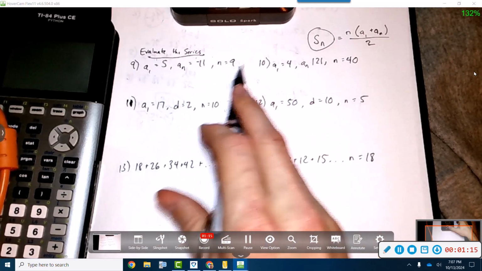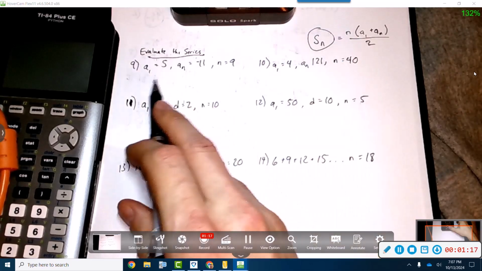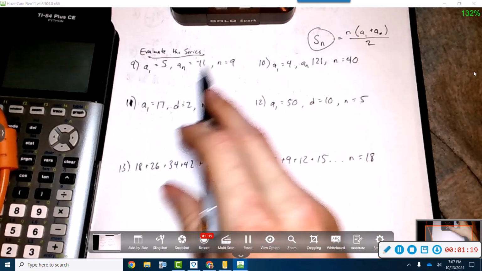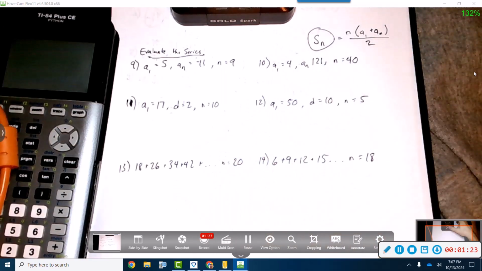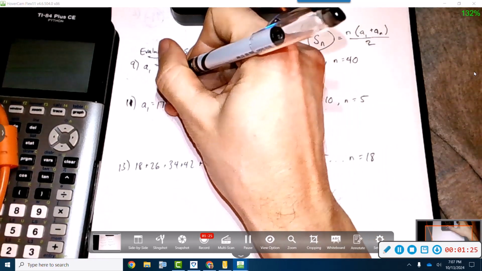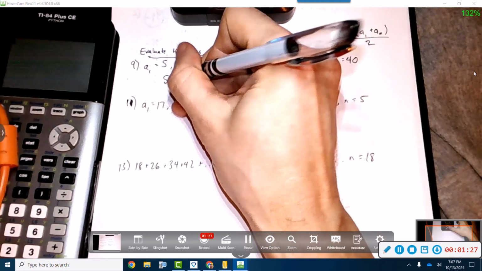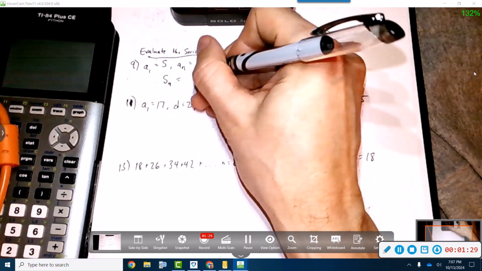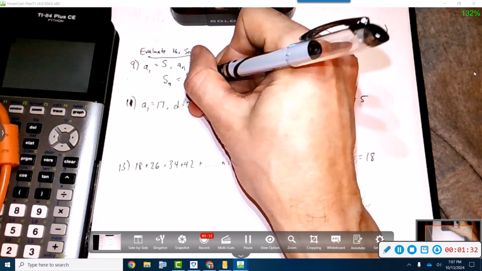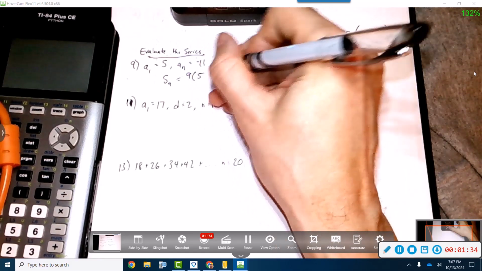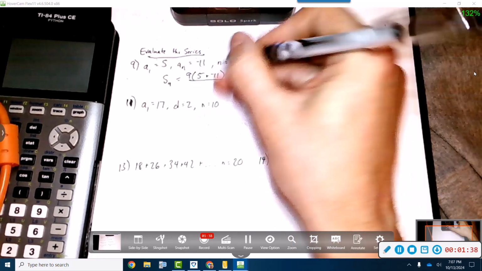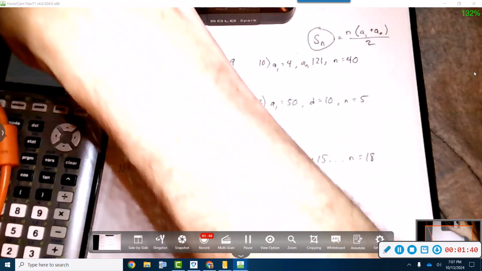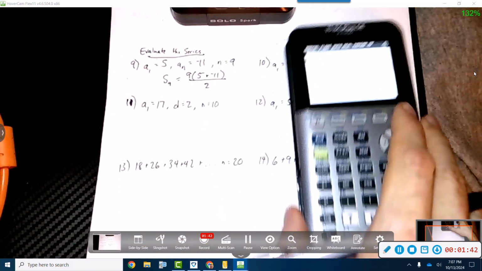Okay, so 9 and 10 are probably the easiest ones of this bunch, because you actually have everything you need right there for the formula. So you have your first term, you have your last term, and you have how many terms you're going out. There are 9 terms, so you are literally just going to do S sub 9. You've got 9 times your first term, which is 5, plus your last term, which is negative 11, and you're going to divide by 2. And so now it just immediately turned into a calculator problem.